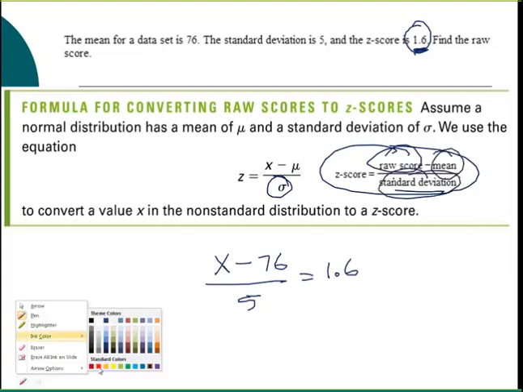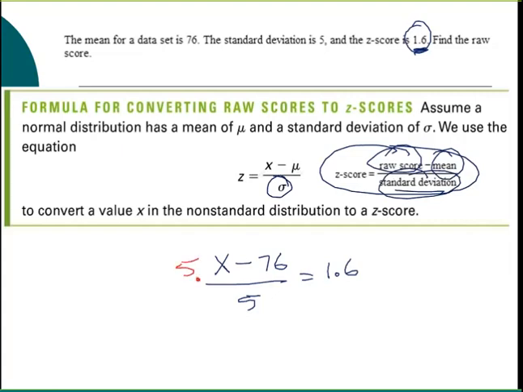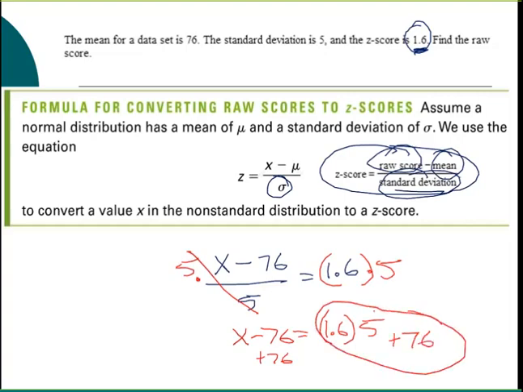So then all I have to do is solve this by multiplying both sides by 5. Okay, and then when I do that, I've got x minus 76 is equal to 1.6 times 5. So I'll throw it all in my calculator at the end. All I have to do then is add 76 to both sides. So if I type this in my calculator, 1.6 times 5, it gives me 8, and then I add 76 to that, and it gives me 84. So x is equal to 84. So 84 is the number that gives me my z-score of 1.6 in this particular problem.